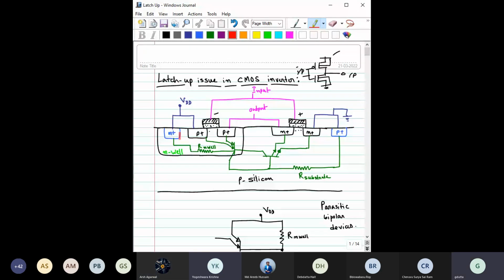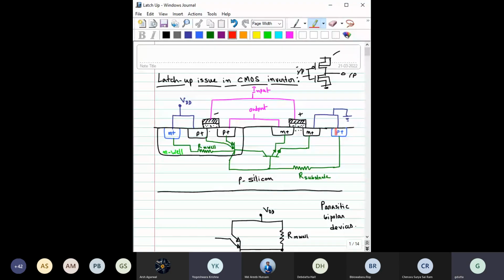So here, what I was saying is that you have this P region, then this N well, this N region, and below that you have a P region. So that makes this P N P. Basically this forms a PNP bipolar structure, present here. Similarly, you see here you have this P plus.